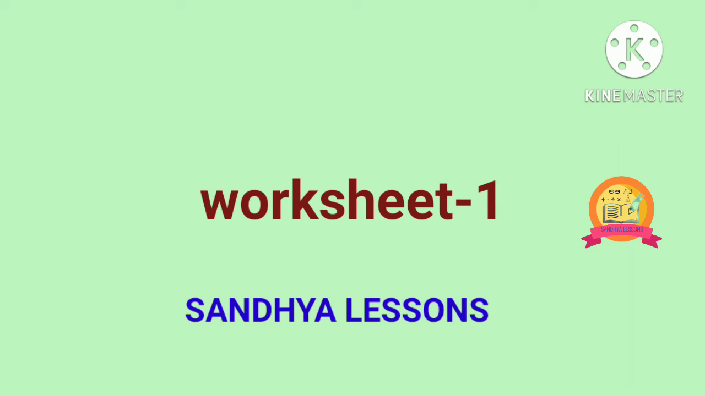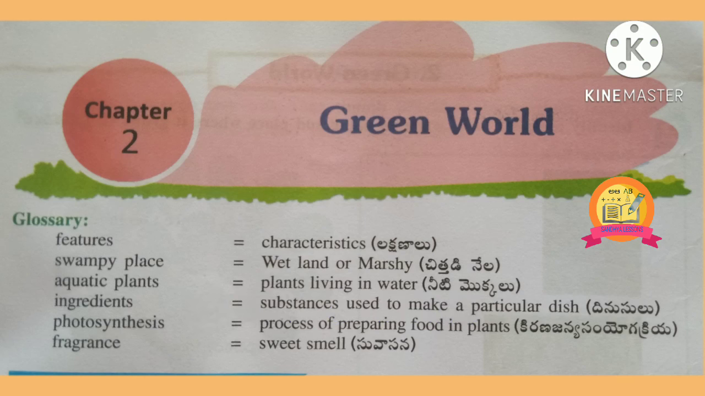Worksheet 1. Glossary, Features, Characteristics. Swampy place, wetland or marshy. Aquatic plants, plants living in water. Ingredients, substances used to make a particular dish. Photosynthesis, process of preparing food in plants. Fragrance, sweet smell.